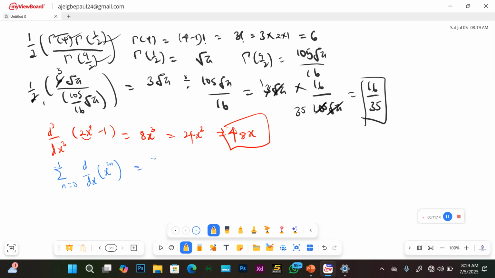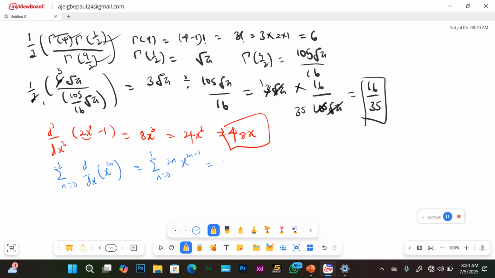So if you do that, you are going to have summation of n from 0 to 1. Then if you differentiate x raised to the power 2n, that will be 2n x raised to the power 2n minus 1. Alright, so you are going to have summation of n from 0 to 1 of 2n x raised to the power 2n minus 1.